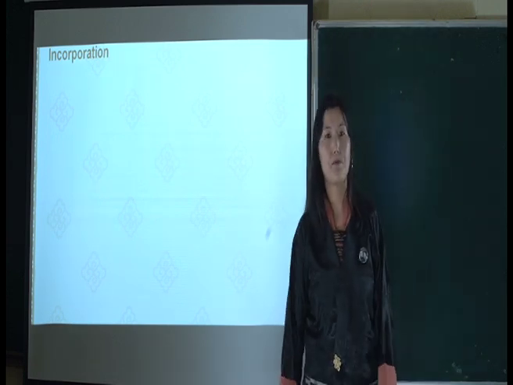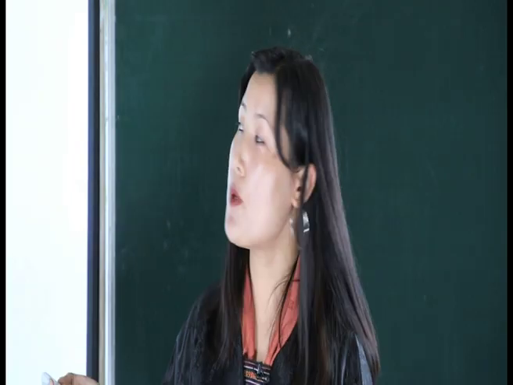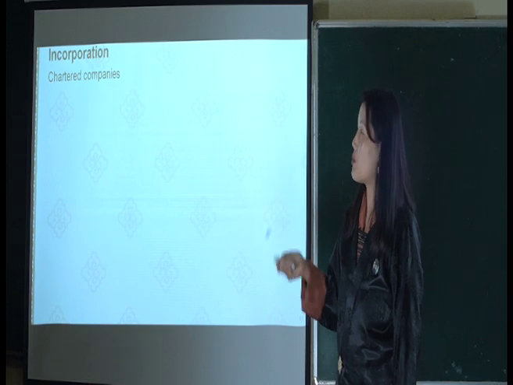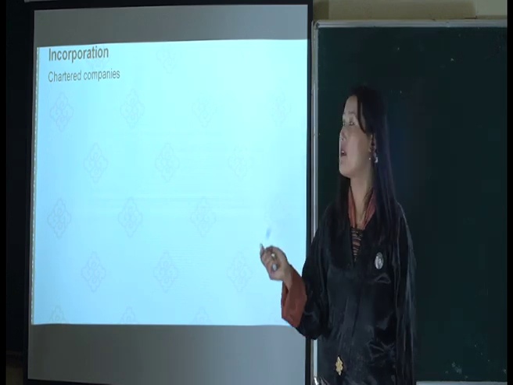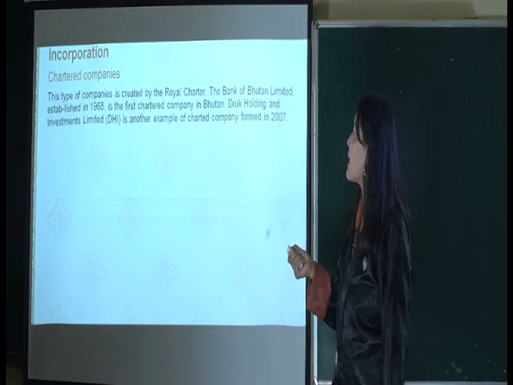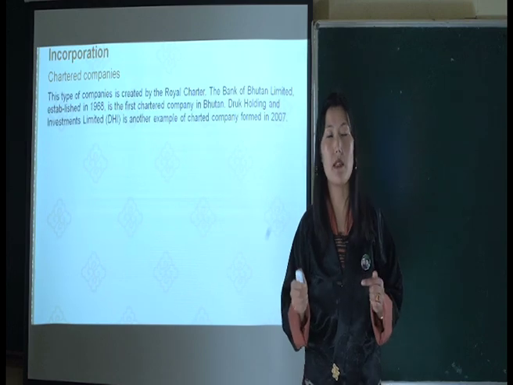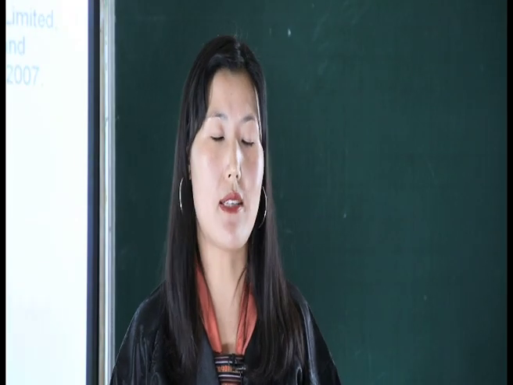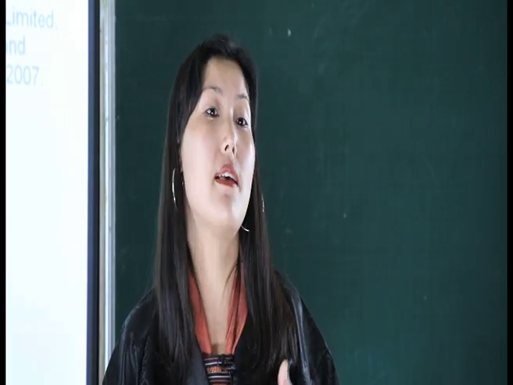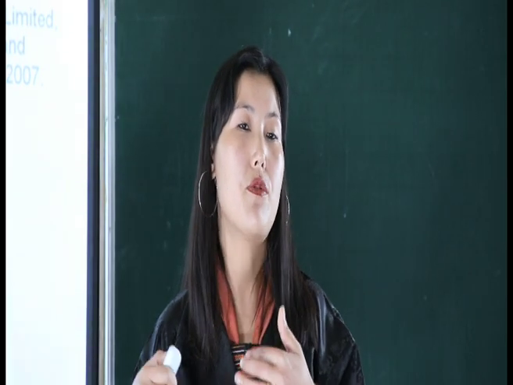Okay, yes. Now, first one is based on incorporation. I told you there are various types under these. First one, we have chartered companies. These type of company is created by royal charter. Royal charter meaning, order from the king. In Dzongkha we say kasho, isn't it? So these type of company is started with order from the king.